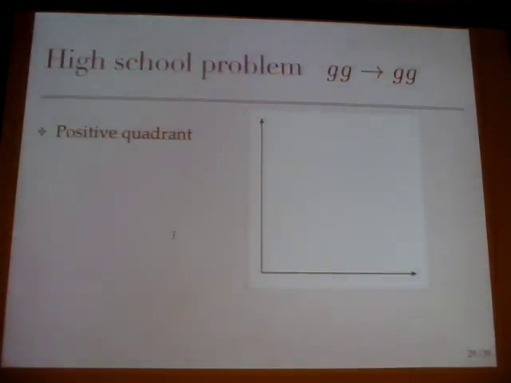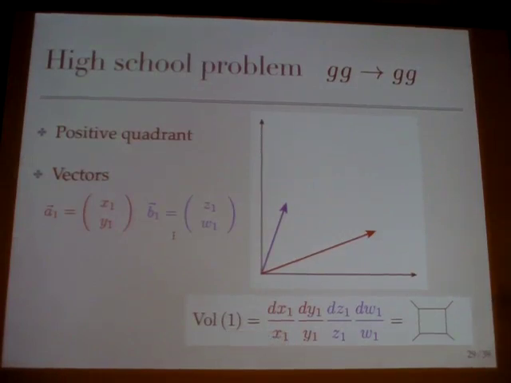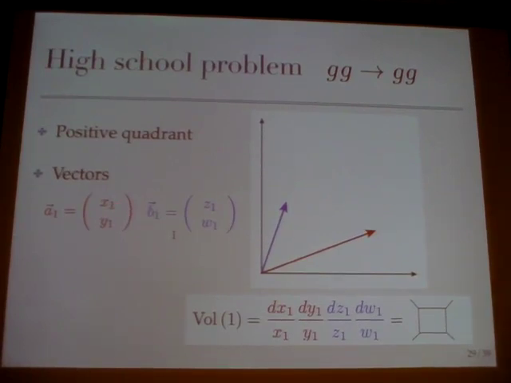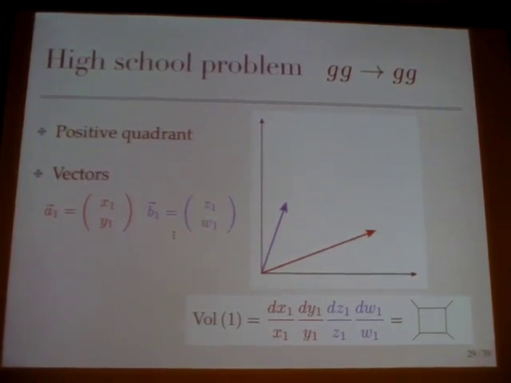We start with the plane and consider the positive quadrant. Now we consider the red and the blue vectors in this plane. We allow these vectors to span the entire positive quadrant, and we take the volume of this configuration. These x, y, z, and w can go from 0 to infinity. The volume of that is just 4 copies of what I showed before, and if you do a trivial change of variables, you get the 1-loop amplitude in this theory.